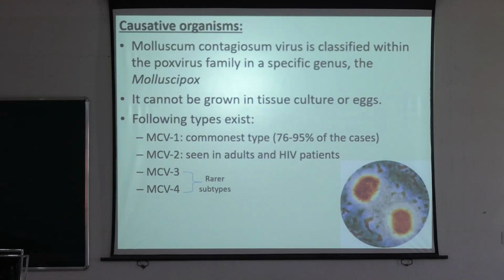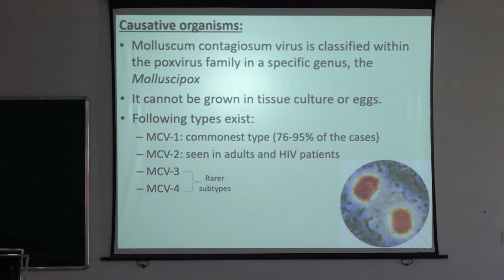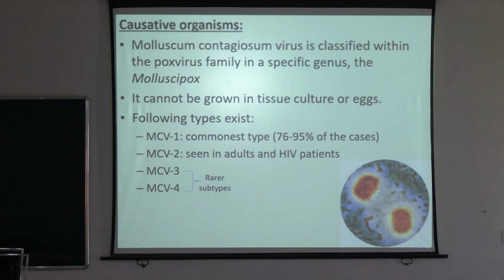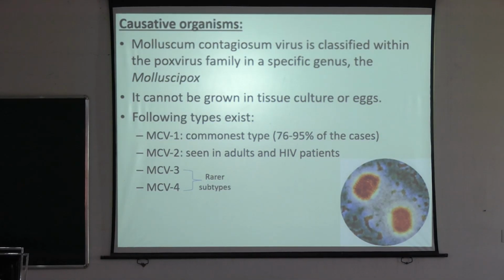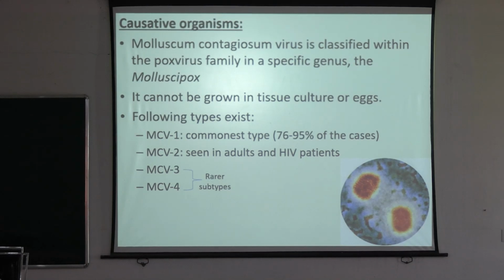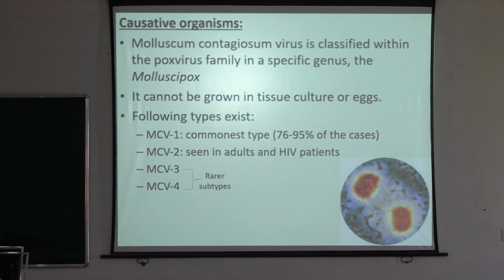Okay. So this is the microbiology part. It is not required in much detail, but you can just know the types: MCV 1, 2, 3, 4. MCV 1 is very common. This is the subtype which is very common.